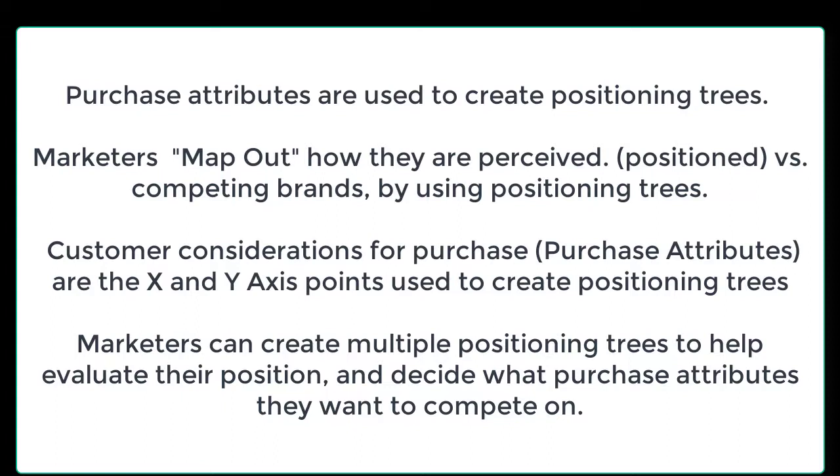And you can take a positioning tree, which always has two variables, and map yourself out versus the competitors. The net result is it's just a visual tool for comparing yourself against competing brands and seeing how you fare against these other brands. And this helps you decide as a brand how you want to position yourself, because you can't be all things to all people. You can't hit all the purchase attribute marks, so you have to figure out what we want to focus on, how we want to position ourselves versus our competitors.